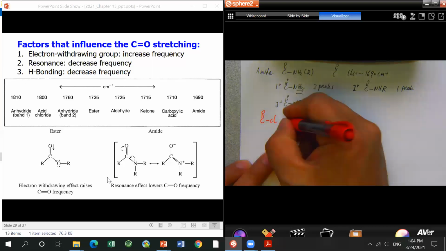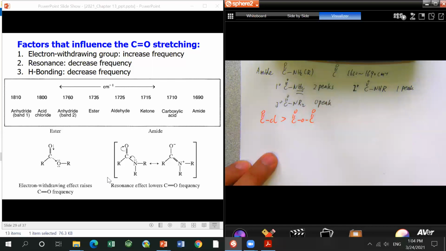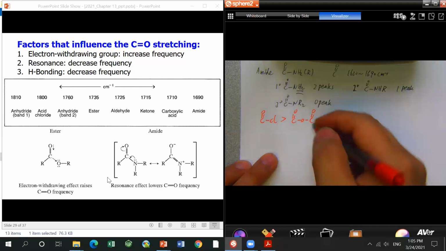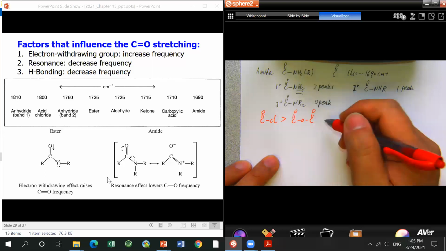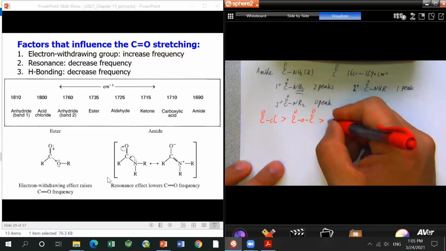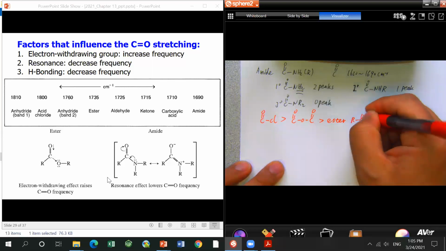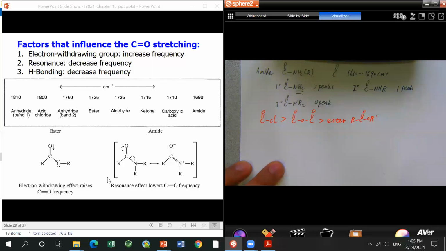Next is the acid anhydride. Acid anhydride has two peaks, one about 1810, another about 1760. That's a little bit unique from the others, because the others only show one C=O stretching. Then followed by ester. Ester has this kind of structure. Ester C=O stretching is around 1740, 1750.